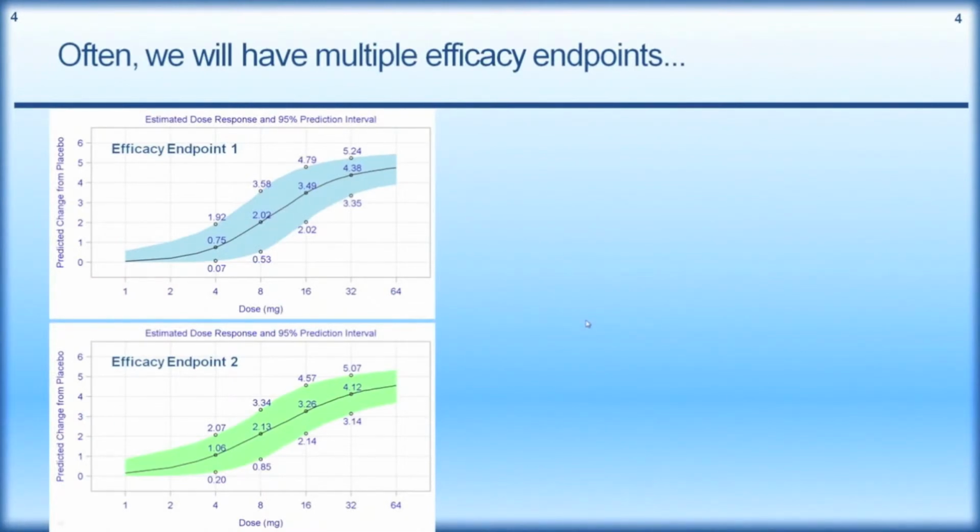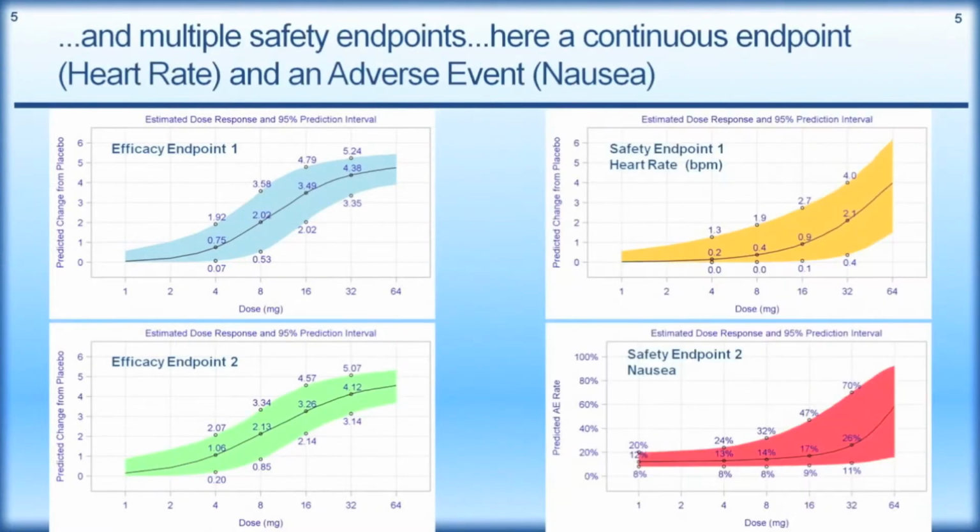Often we actually have multiple efficacy endpoints. So here we have again the same graph as we've seen before for our efficacy endpoint 1, but we also have an efficacy endpoint 2 down here. Now these curves could be quite similar or they could be quite dissimilar. And finally, we would have multiple safety endpoints as well.